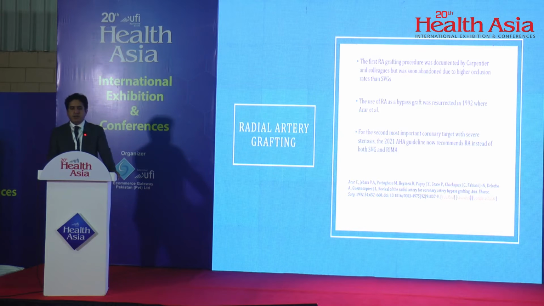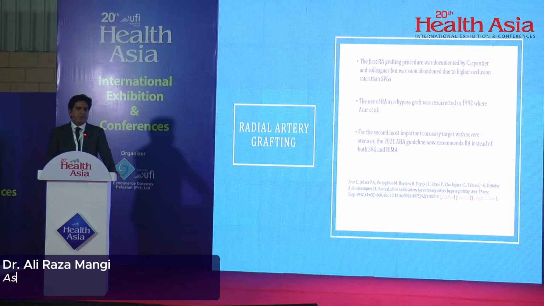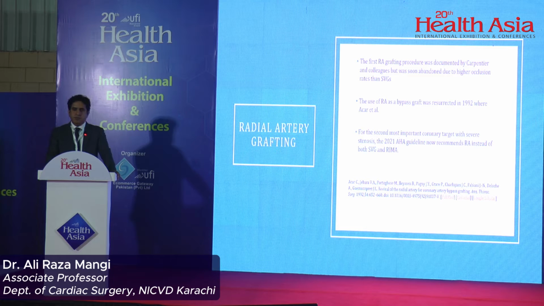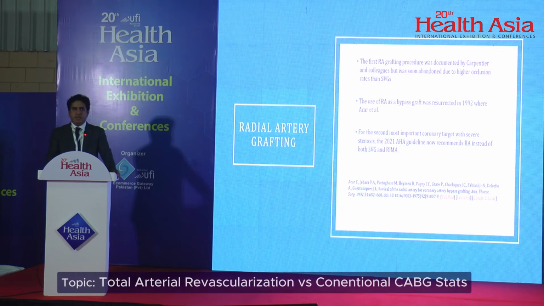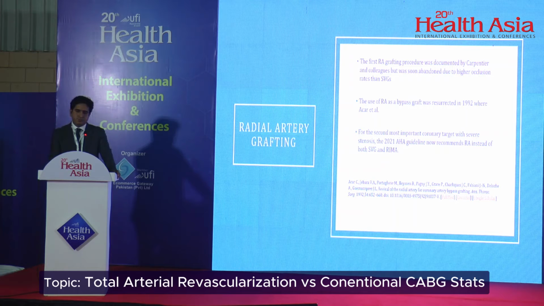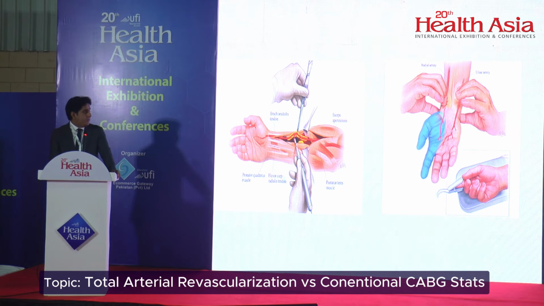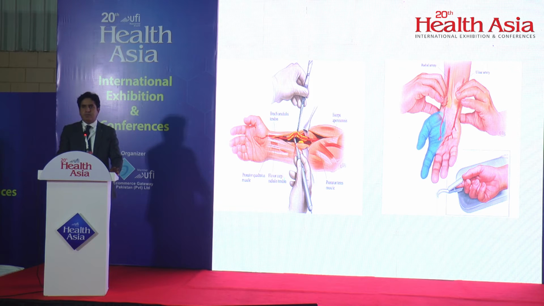The radial artery procedure was documented by Carpentier and colleagues, but was soon abandoned due to higher occlusion rates than the saphenous vein graft. The use of the radial artery as a bypass was revisited in 1992 by Acar et al. for the second most important coronary artery target with severe stenosis. In 2021, AHA guidelines recommended it as a class 2A indication. So this is the radial artery, and always use the radial artery after Allen's test, or now they are recommending that an ultrasound of the radial artery should be performed before harvesting.